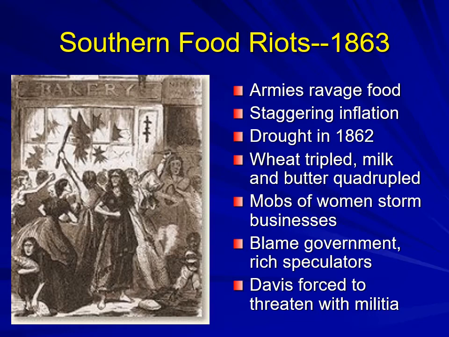But this event also speaks to the point we made in the very first slides about the failure of Davis. What does Davis do when these women, desperate, starving, storm businesses? He threatens to call out the army and arrest them and suppress this outburst of desperation. He does the worst possible thing.